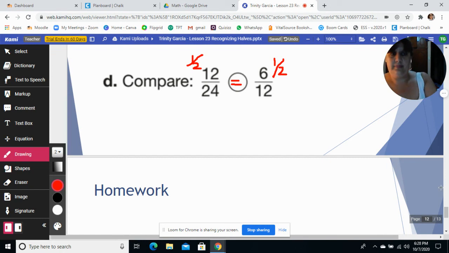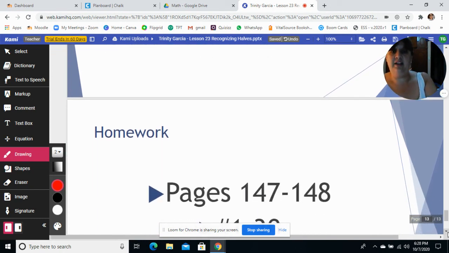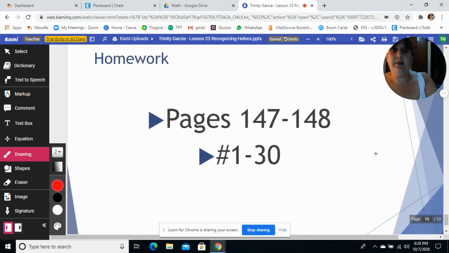All right, we have made it to our homework. Great job. Homework today, pages 147 to 148. You're going to just do the even problems, okay? Only even, just like we've been doing all week long. Only the even problems. So you should end up with 15 problems on your written practice, okay? Only the even ones, starting with 2.